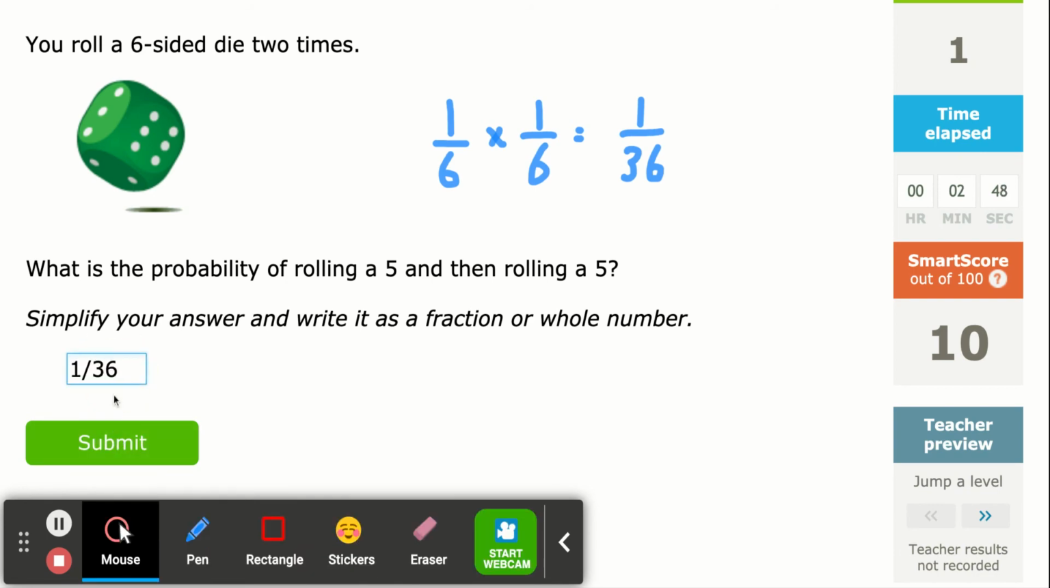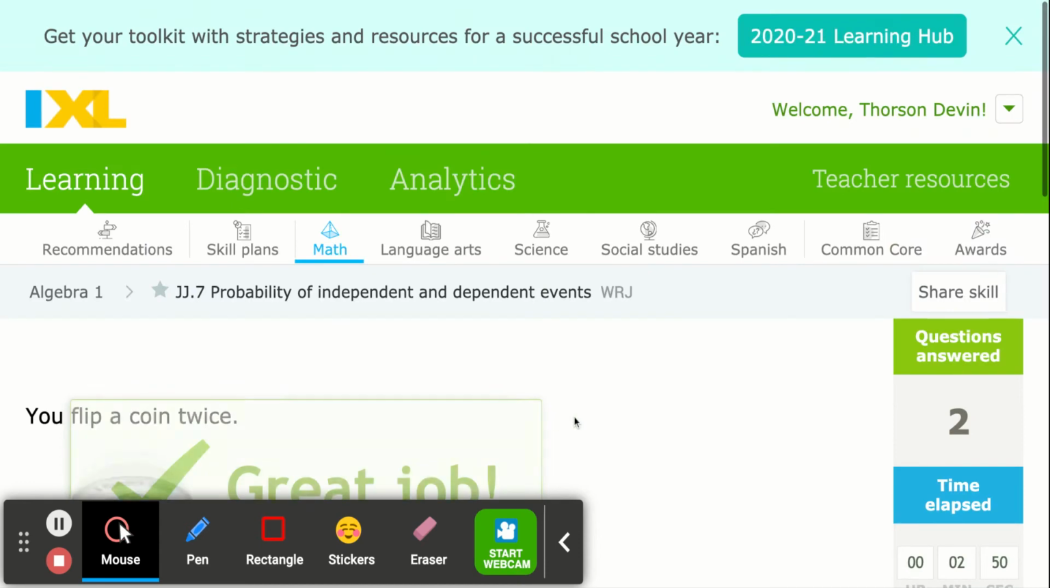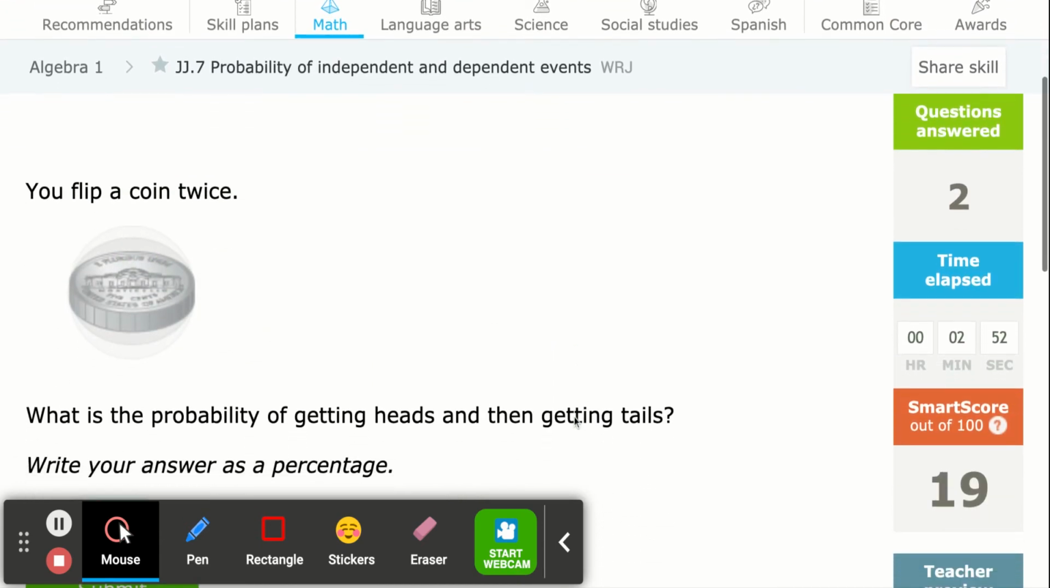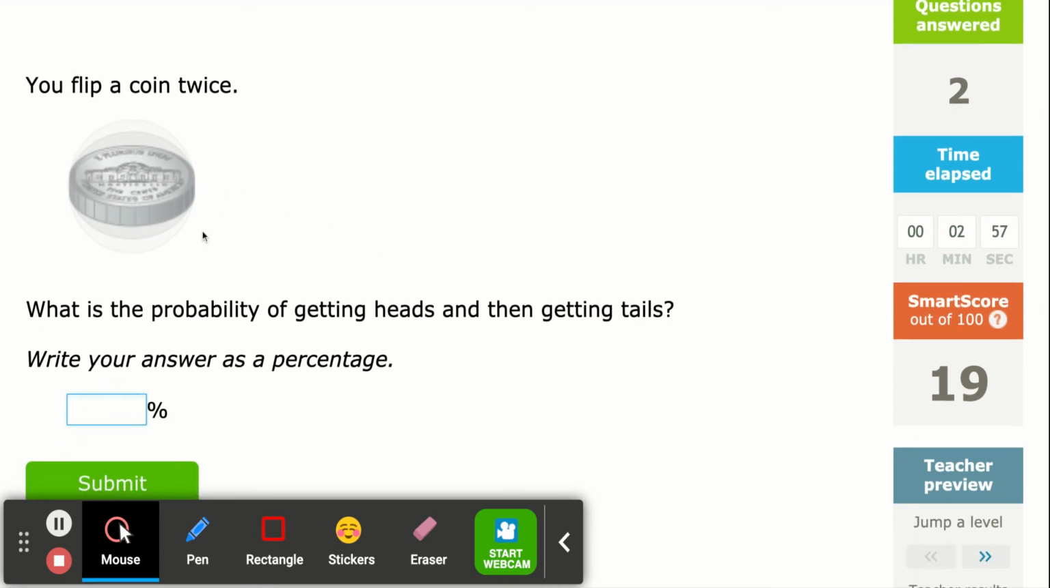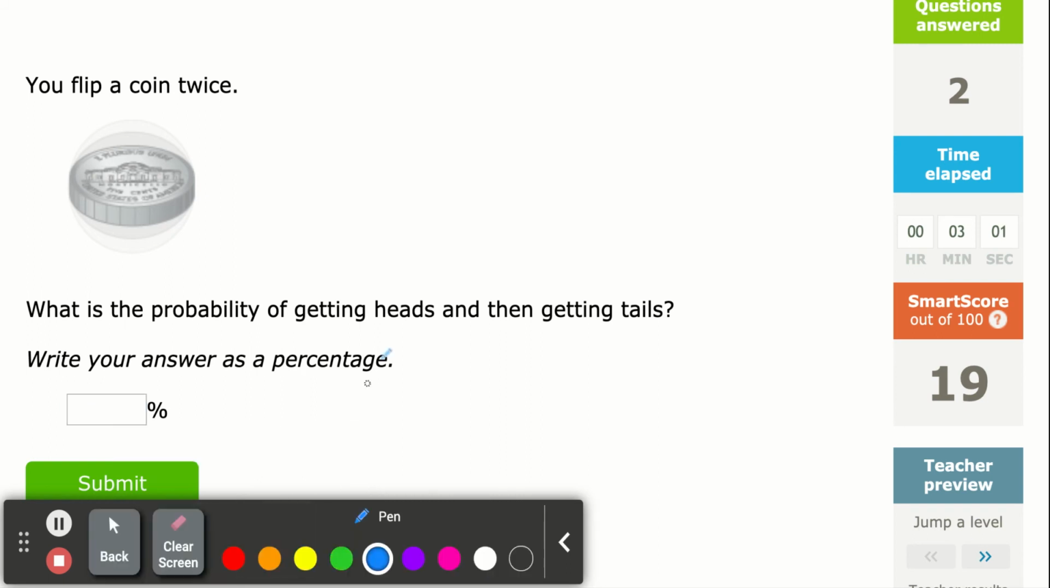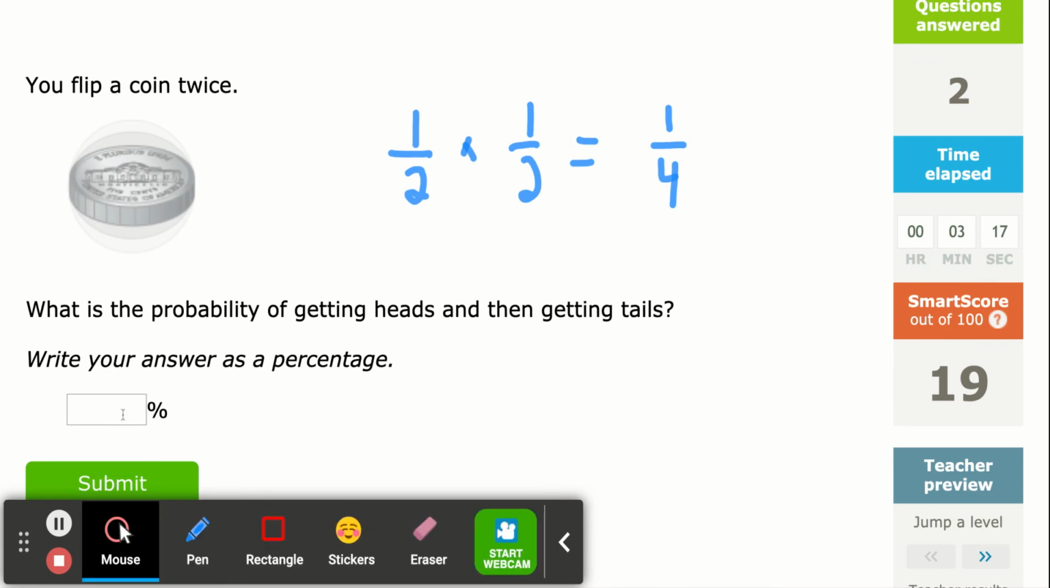So hopefully from all the previous lessons, you remember how to calculate the number of outcomes versus a dependent or an independent event. You flip a coin twice. What is the probability of getting heads and then getting tails? Well, the probability of getting heads is 1/2. Once I've flipped it, the probability of the second flip getting a tails is 1/2. I multiply those together. I get a probability of 1/4. Hopefully you remember how to convert fractions to decimals and decimals to percents. That would be a 25%.